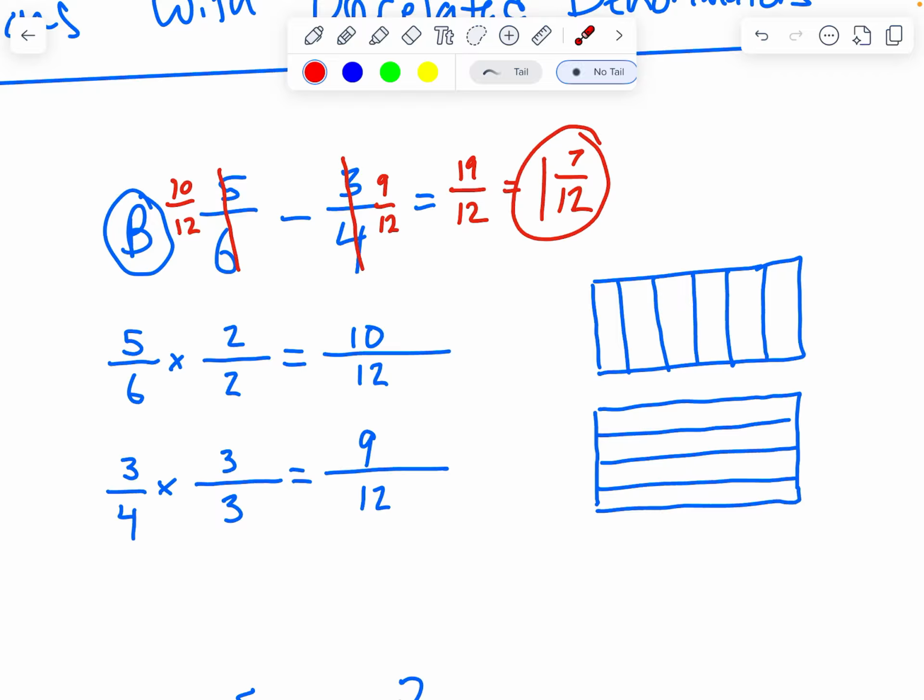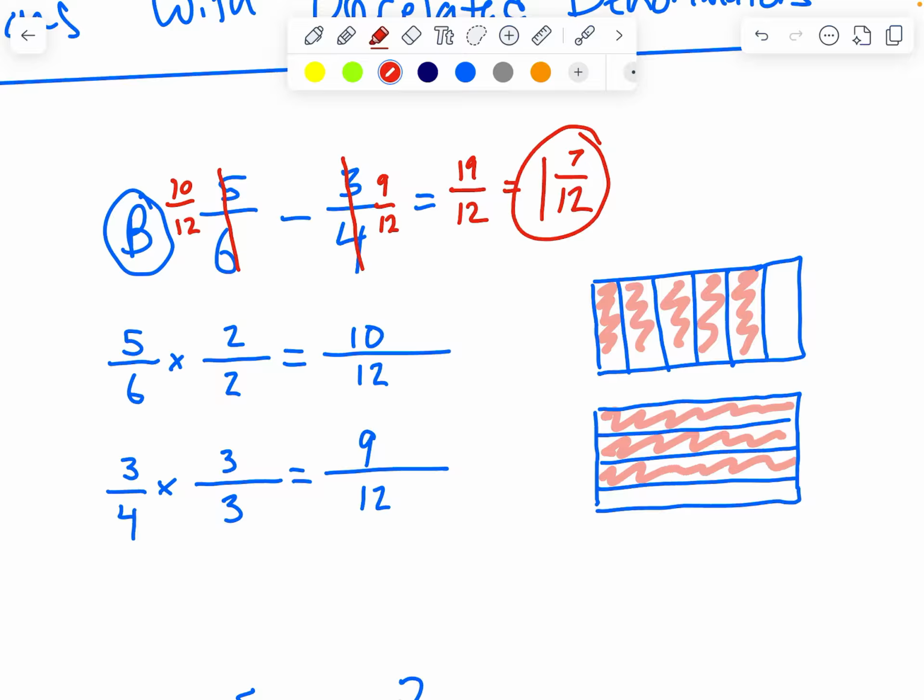So, we changed these both to 12ths. So there are currently 6 pieces here, and I need it to be 12 pieces. Oh wait, I didn't shade it in yet, sorry. 5/6, and 3/4. Okay. Kaboom. Now I need 12 pieces because that's what we have over here. And so I'm going to cut my 5/6 into 2 pieces because that'll make 12 there. And again, you can kind of see it, 2 pieces here. So see, 5/6 is actually 10/12, just like we had here.